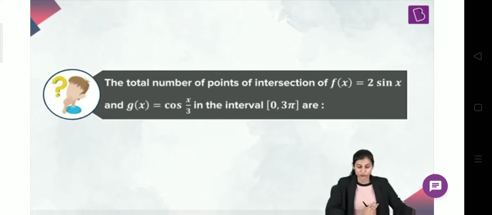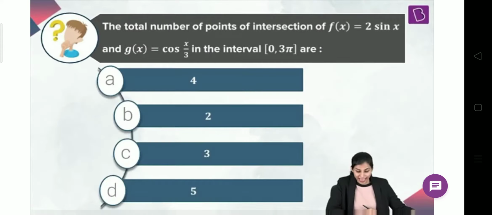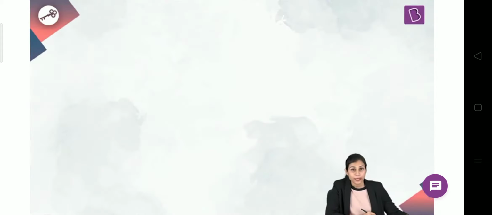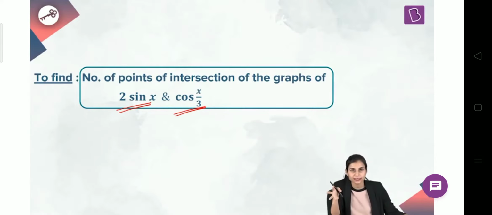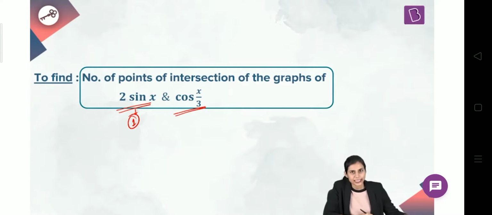In this question, if you take a good read at it, you are given a closed interval 0, 3 pi, and in this interval, you have to find out how many points of intersection there are of 2 sine x and cos x by 3. That means your agenda is basically to plot the graphs of 2 sine x as well as cos x by 3 in the same Cartesian plane, then catch hold of all the points of intersection of both these graphs and report your answer. Okay? So let's begin with plotting the graph of the first function, 2 sine x.